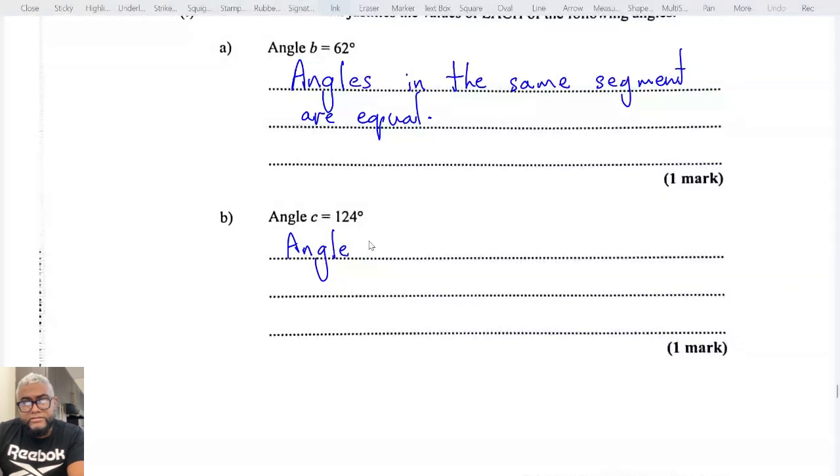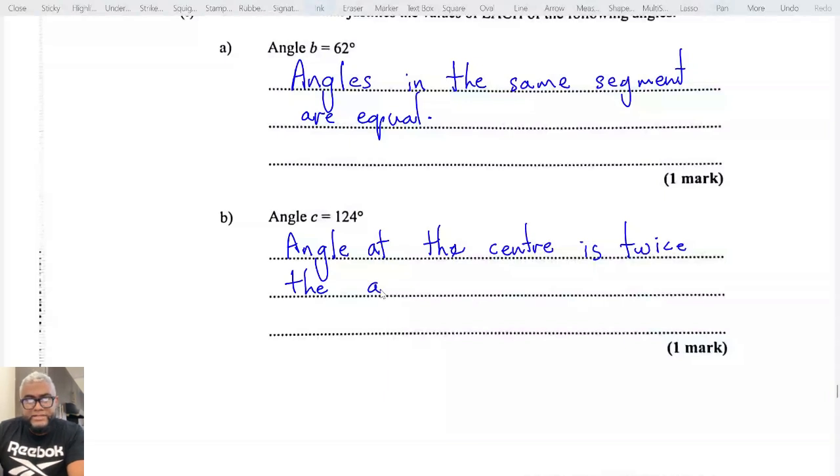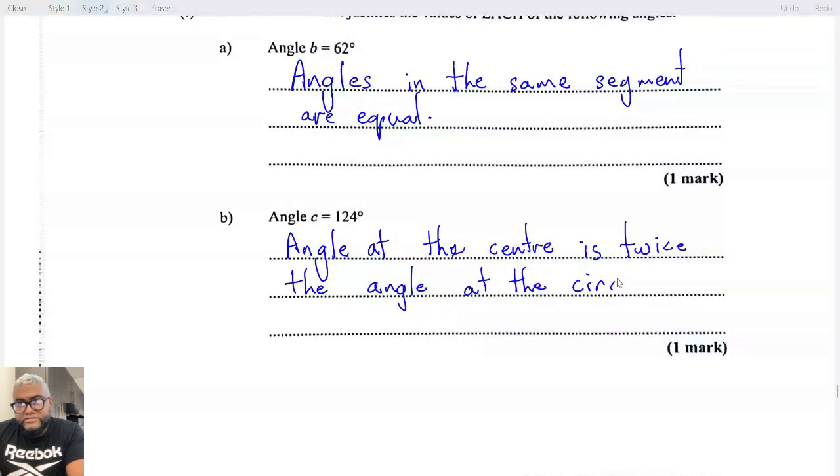Angle at the center is twice the angle at the circumference. Come on, right? Just done. Look how I spell circumference. Circumference. Right? Angle at the center is twice the angle at the circumference.